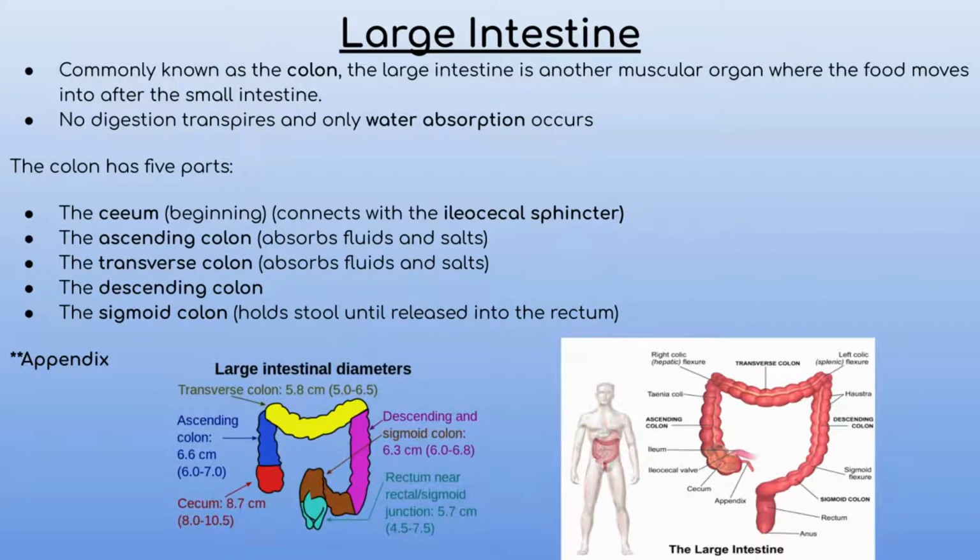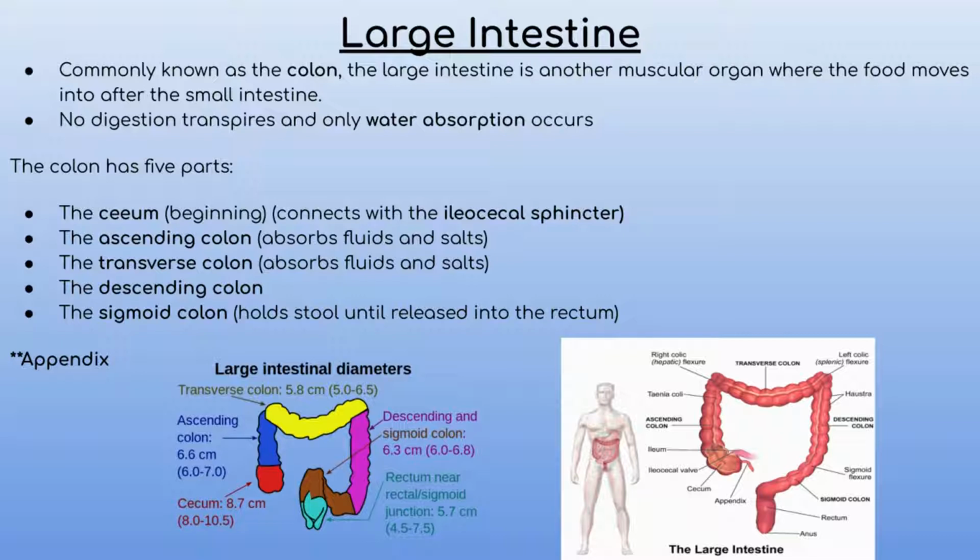Next, the food moves on to the large intestine, which is also known as the colon. No digestion occurs as there are no digestive enzymes released, and only water undergoes osmosis, which we will talk about later in this video. Now, the colon has 5 parts.